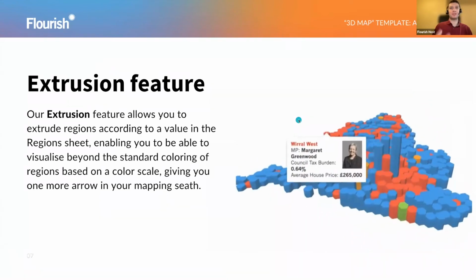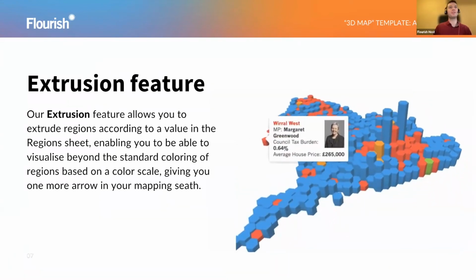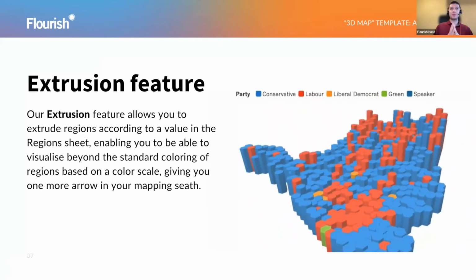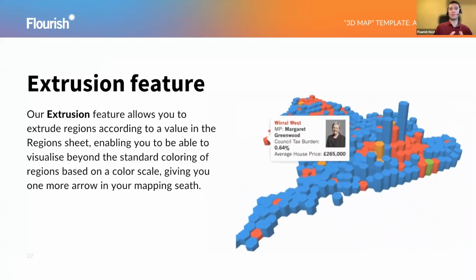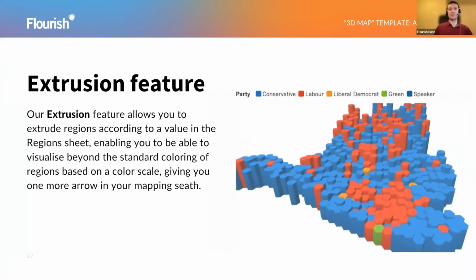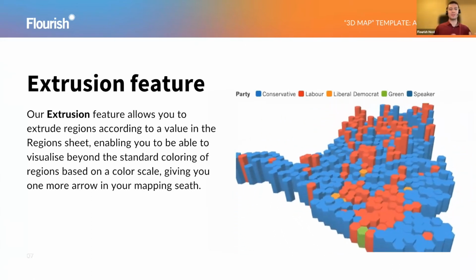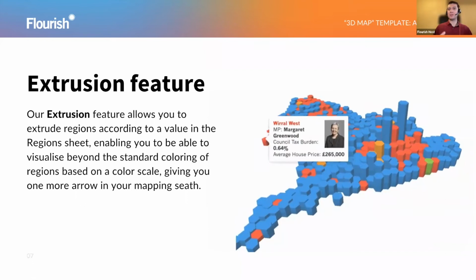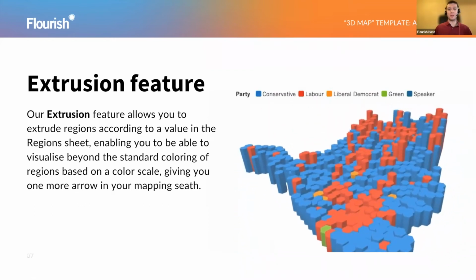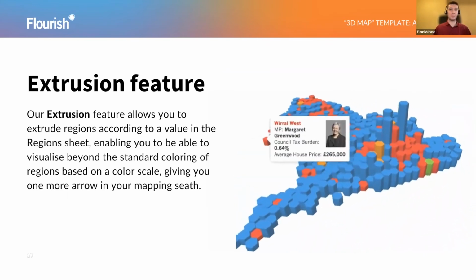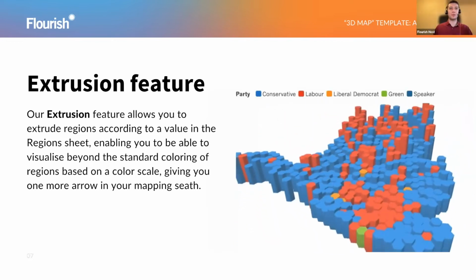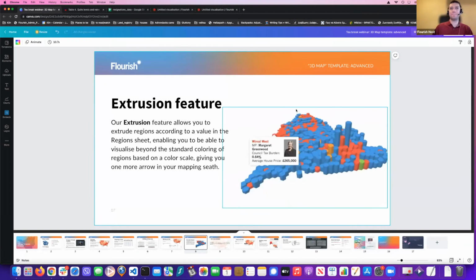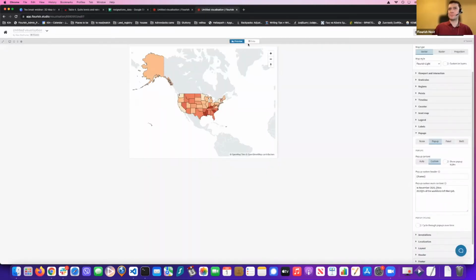But we can create a way richer story using our extrusion feature, which is a feature that allows us to extrude regions and give them height according to a value in the region sheet, enabling you to visualize beyond the standard coloring of regions based on a color scale, and essentially allowing you to tell a visual story based on a map with one more added way, giving added value to your map besides the usual coloring of your regions. So let's go ahead and do that.